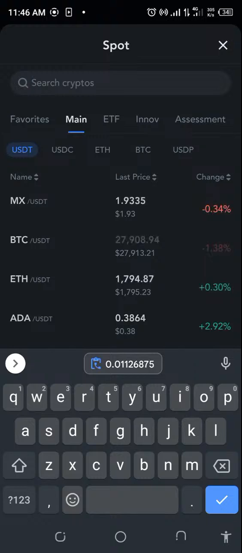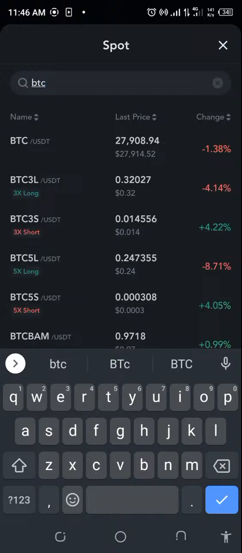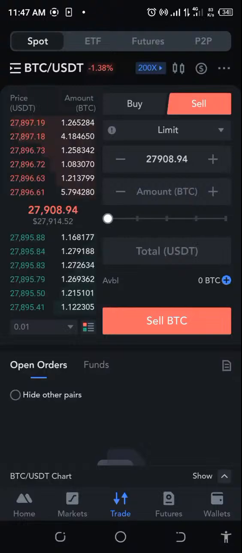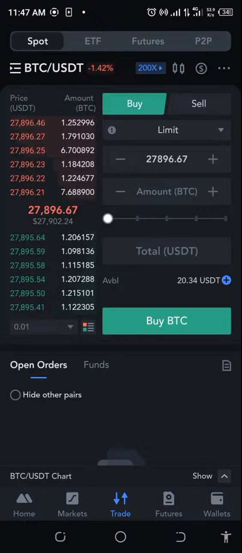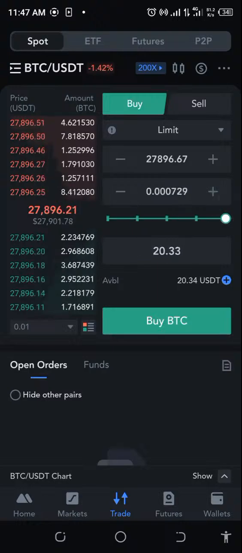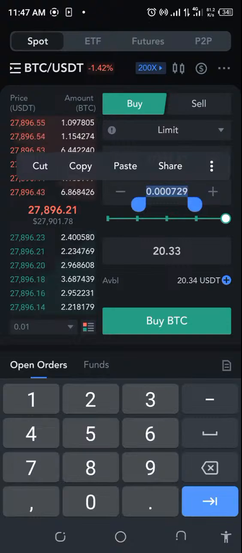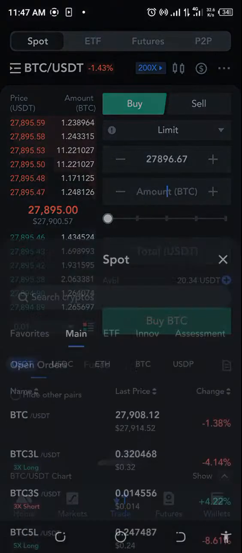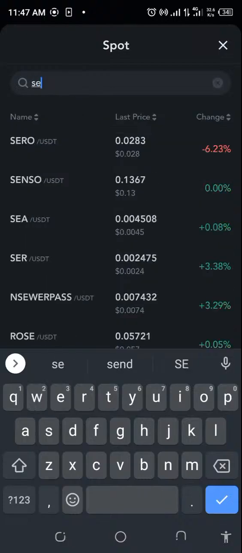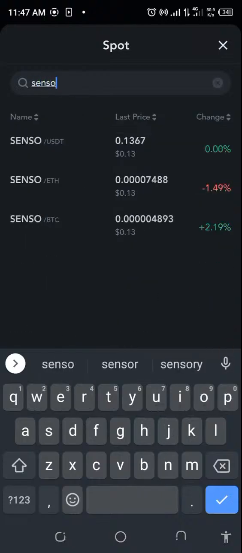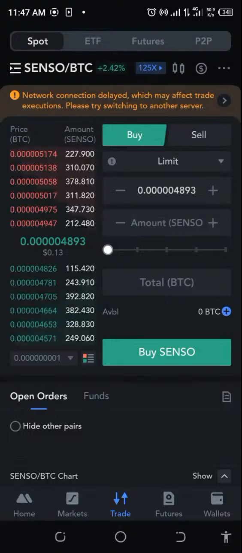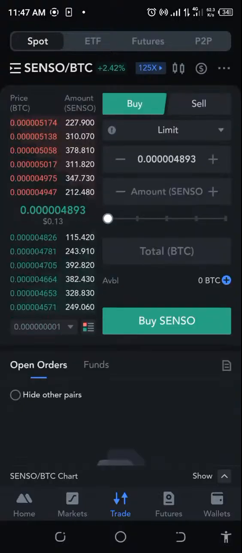Then I'll have to buy BTC, right? That's the first thing I'll need to do. So we're choosing our BTC. We need to buy. Let's buy and see what it's. Let's just pick that up. It didn't pick up everything, but at least. So now let's go to Senso BTC, right? Senso BTC. And we're going to buy that. Let's buy the BTC. You can see it's not even making sense.